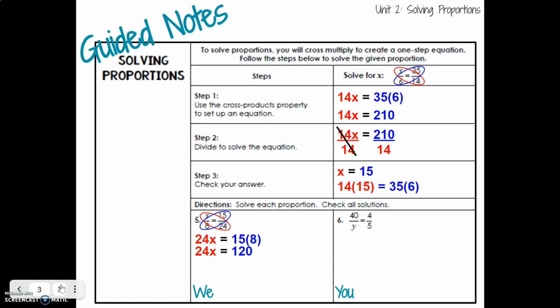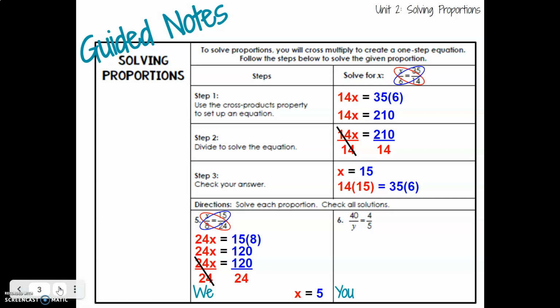I am then going to divide by 24 because right now I have 24 times x. The inverse operation of multiplication is division. So I'm going to divide 24 on each side. 24 divided by 24 cancels out. I'm just left with x. 120 divided by 24 is 5. So my answer is x equals 5.